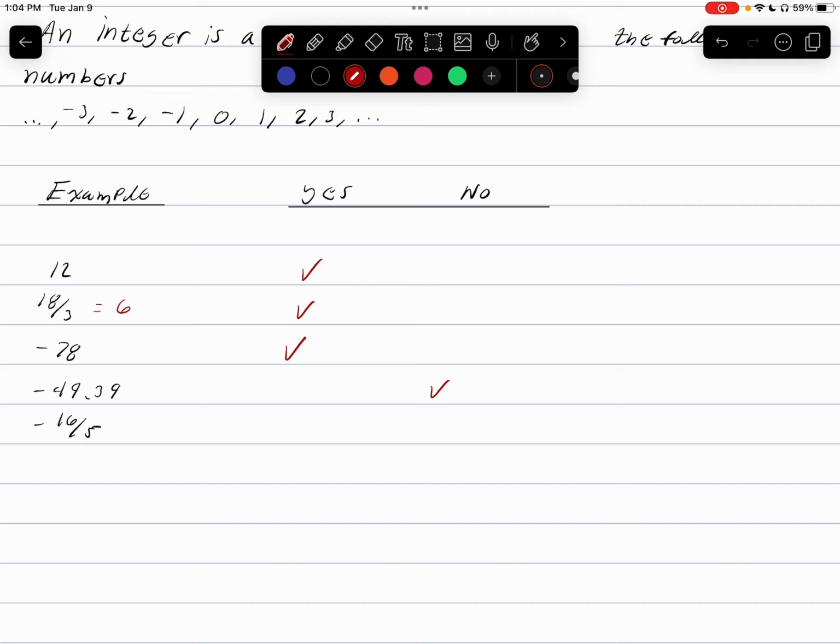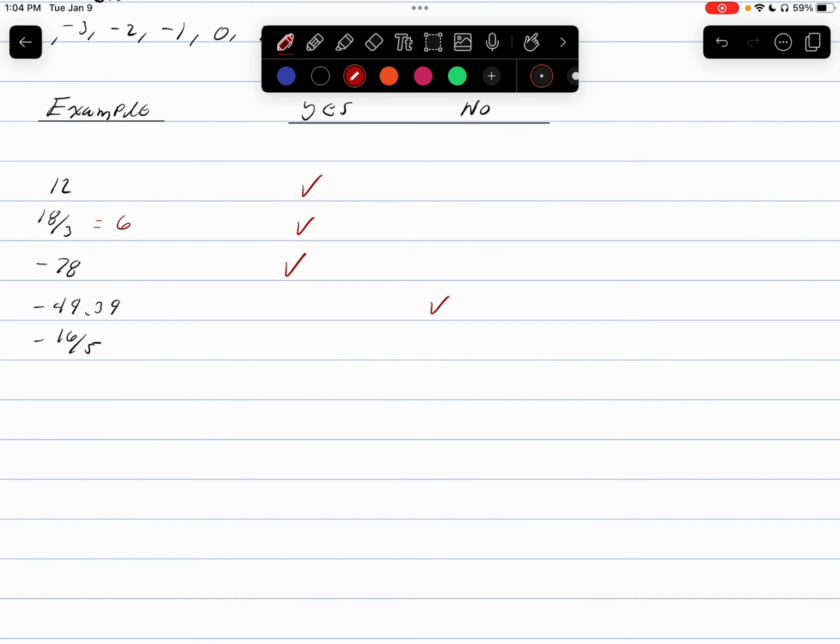Okay, and the numerator is the number on top, the denominator is the number on bottom. So if we can cleanly divide what's on top by what's on bottom, then we are able to say that that is an integer. However, 16 is not divided cleanly by 5. So we're going to say that no, negative 16 over 5 is not an integer.